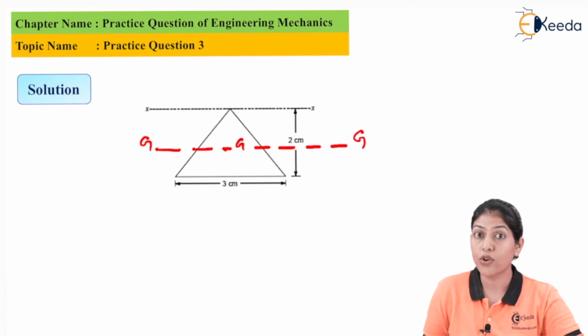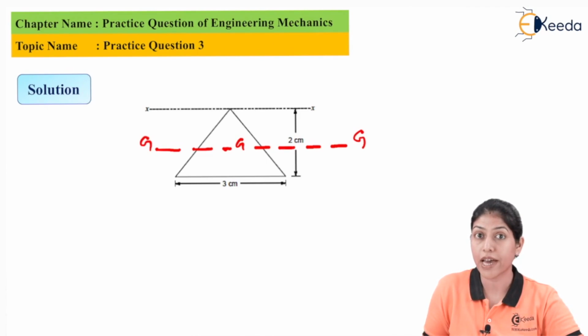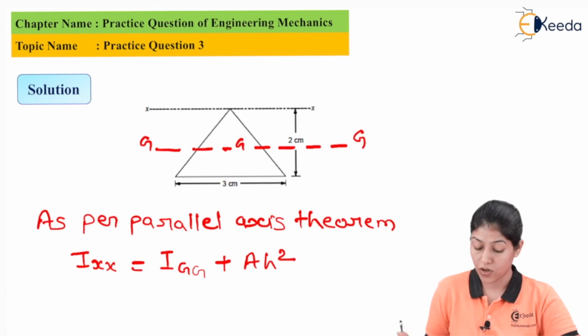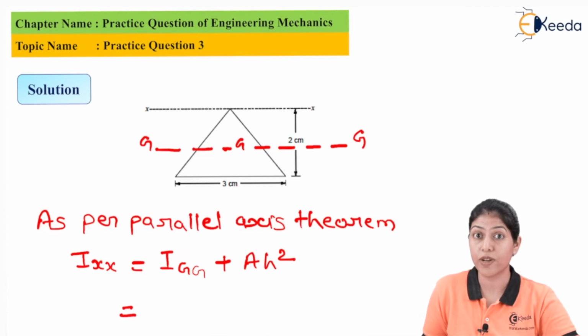If we want to apply the concept of parallel axis theorem, we need to determine the value of moment of inertia about this GG axis. So here first of all we will apply the parallel axis theorem. This is our parallel axis theorem: Ixx equals Igg plus Ah square. We need to determine this Ixx value. So here we have to determine the Igg, and Igg we can determine with the help of a direct formula.